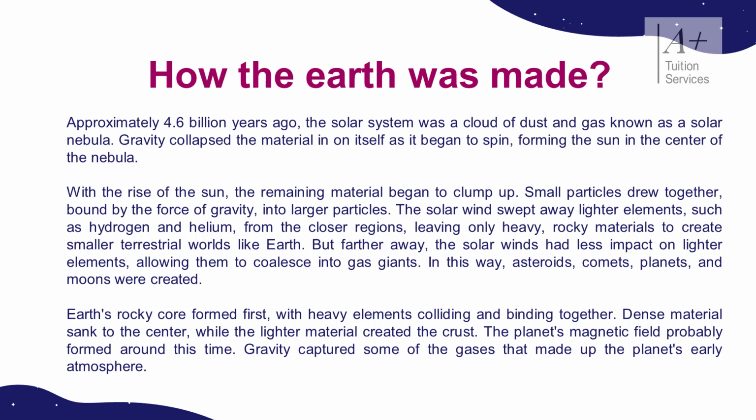So now we continue. The Earth's rocky core first formed, with heavy elements colliding and binding together. The Earth's core is mainly metallic, as you will see in our next lesson, and based on the core, the other layers formed. The dense material sank to the center while the lighter material created the crust. In our next lesson, you will learn about the Earth's crust, which is the first layer of the Earth. The planet's magnetic field probably formed around this time.